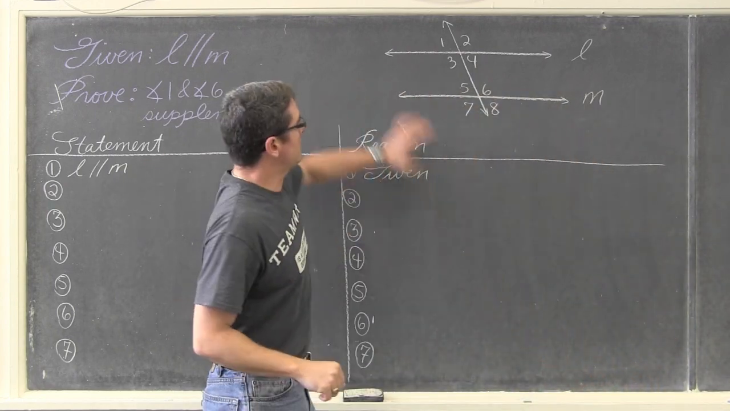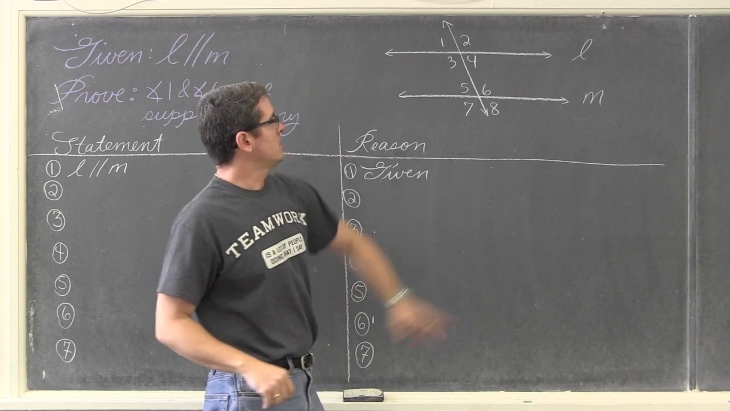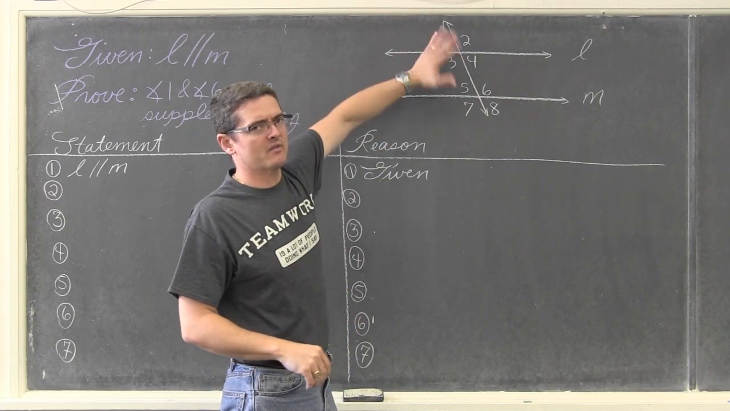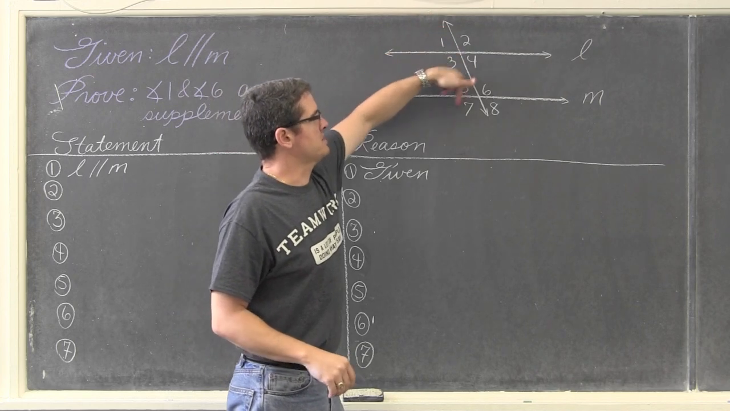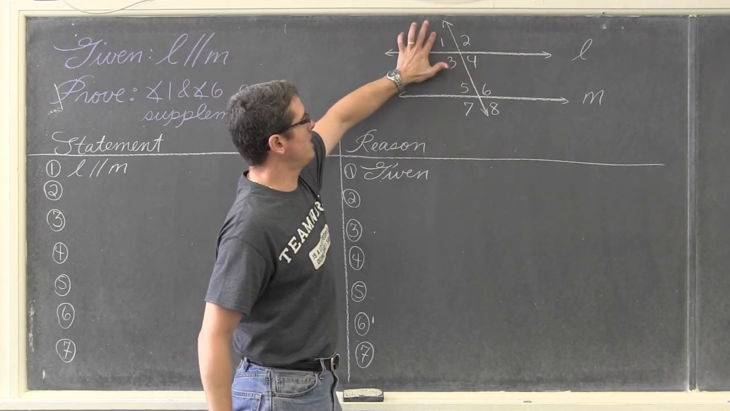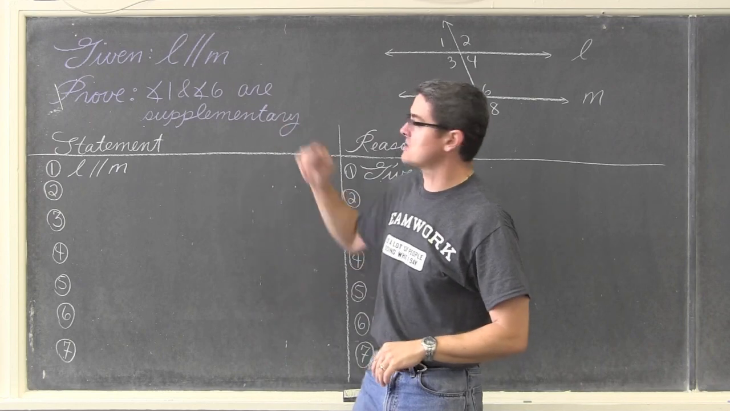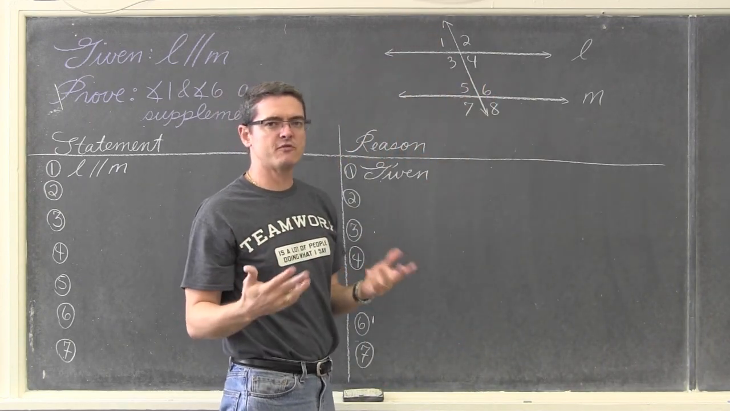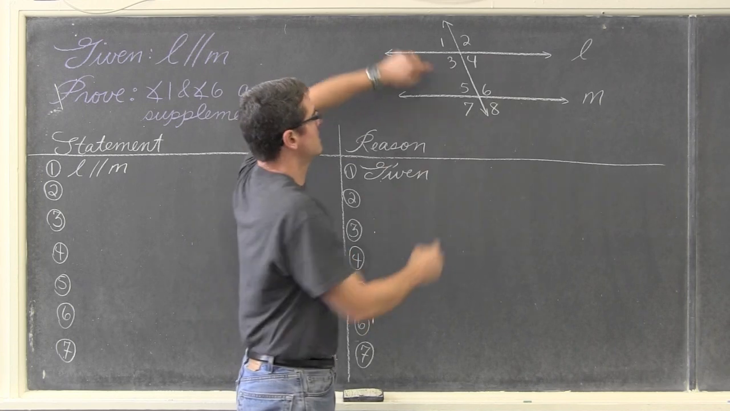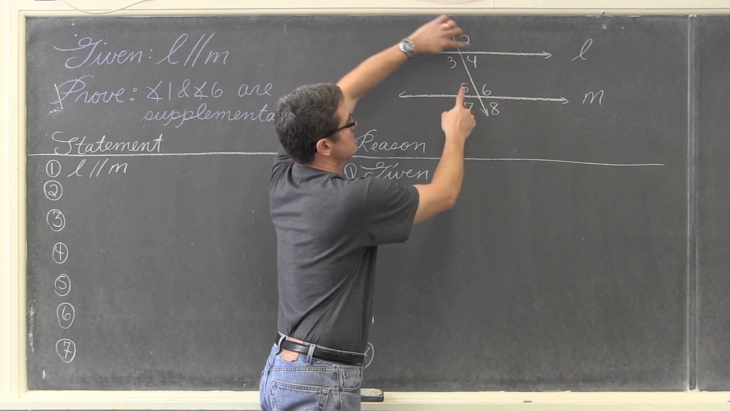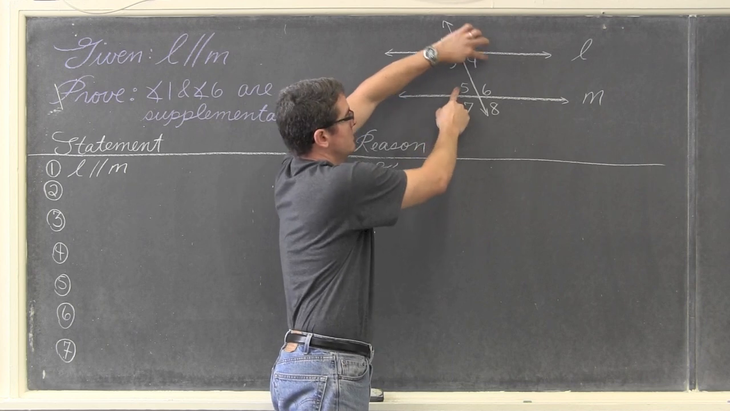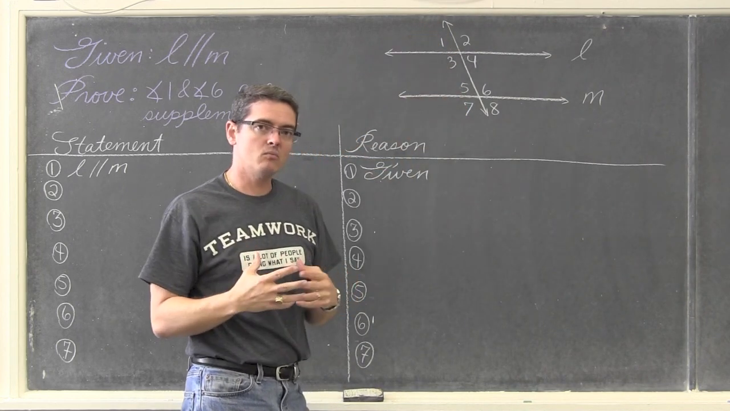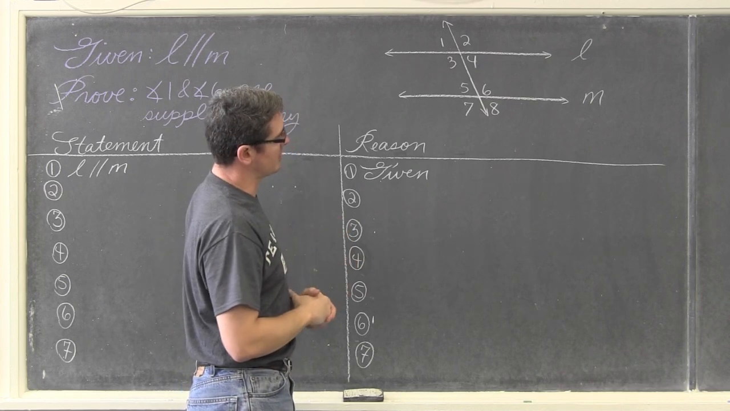Okay, so we have two parallel lines being intersected by a transversal, and I've just got a number in every single one of these angles. And we want to prove that angle 1 and angle 6 are supplementary. Now, 1 and 6, those are not any of the special four types of angles that we set up. They're not corresponding angles. They're not alternate interior angles. They're not alternate exterior angles. They're not same side interior angles. So we need to prove that they are supplementary.